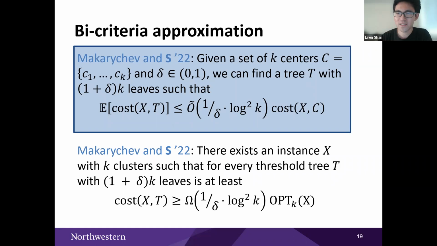We also provide an almost matching lower bound, which shows there exists an instance X with k clusters, such that every threshold tree T with (1 plus delta) k leaves has cost at least omega of 1 over delta times log squared k times the optimal k-means cost.